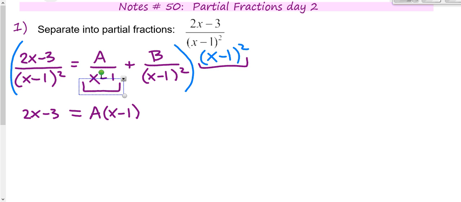And then for the other one, both of these are going to cancel with those, and so all we have left is b. Okay, so we want to solve this for a and b. And remember that last time we had two methods that we could choose from, so I'll demonstrate this one with both methods.